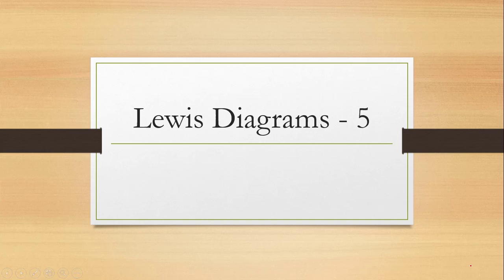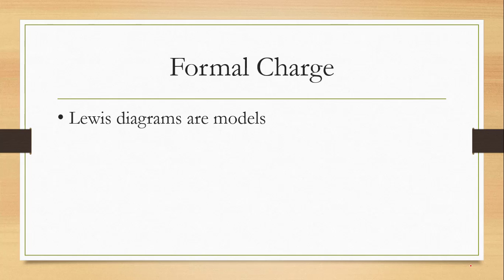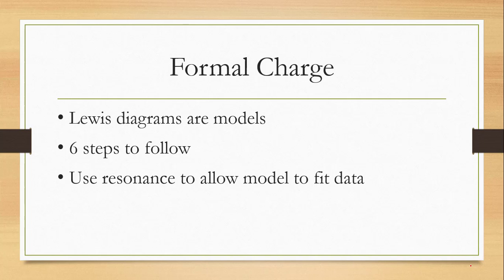This is the fifth lecture on Lewis diagrams, and this one is on a topic called formal charge. Now remember that Lewis diagrams are models of how atoms form molecules. We now have 6 steps to follow now that we've added the slide the electron pairs as needed step, and sometimes you have to use resonance so that the model will fit the data.